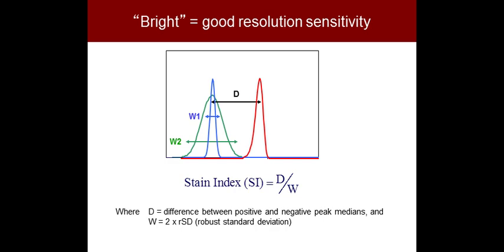And so we have this formula that was first put forth by Dave Parks, and it's now a very generally accepted kind of calculation. There are slightly different versions of it, but it's essentially called a stain index, and it is the difference between the positive and the negative peak medians divided by some measure of the width of the negative peak, and we like to use 2 times the robust standard deviation, which is a statistic that you can get from your software. All right, so that's what we mean by good resolution sensitivity, and that's what we in turn mean by brightness.